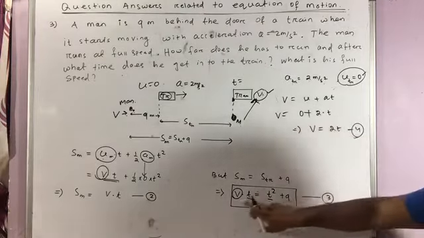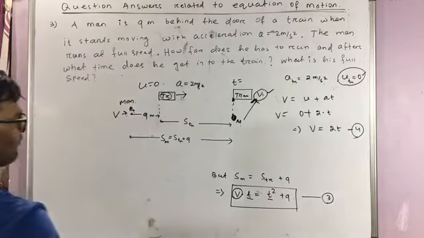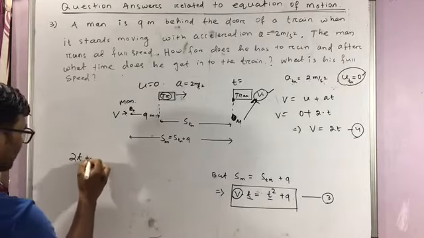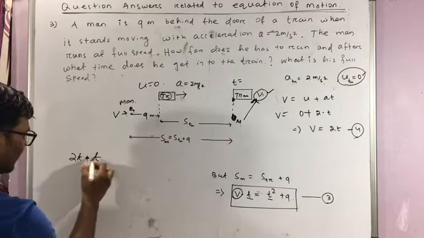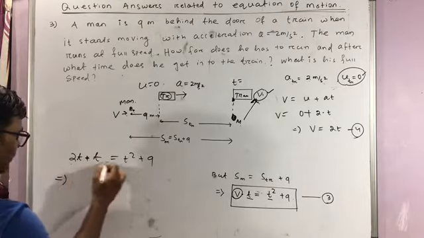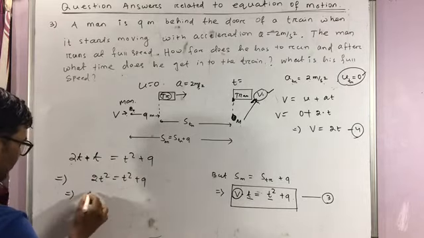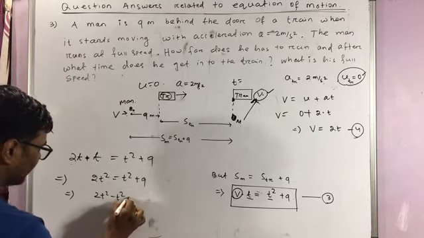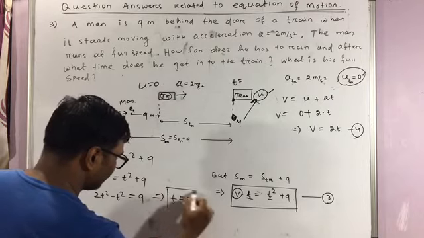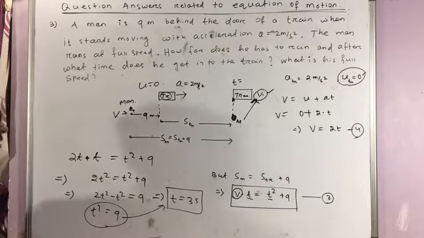Now take this equation and put it here, and equation 3 will become, if you put v is equal to 2t, 2t into t is equal to t square plus 9, which implies 2t square is equal to t square plus 9, which implies 2t square minus t square is equal to 9. So t square is equal to 9, which means t is equal to 3 seconds.